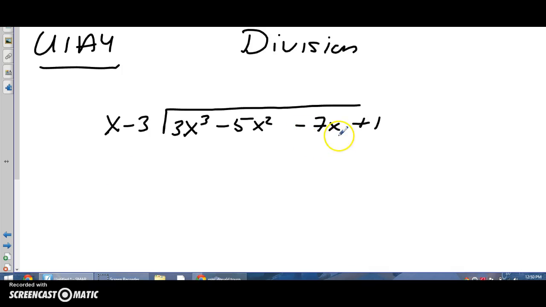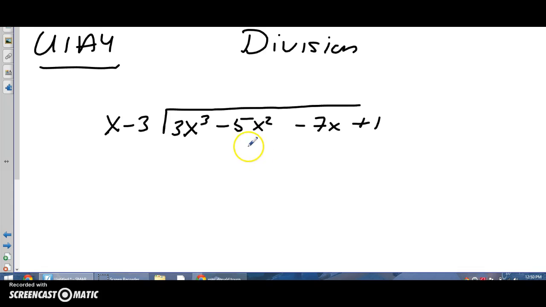Hi guys, U1A4, we're going to look at division. First long division and then synthetic division. So this question here is taken from, I believe, that little app that's built into your activity, the U1A4 activity. If not, it's just a standard question.